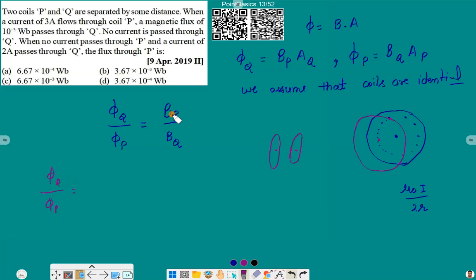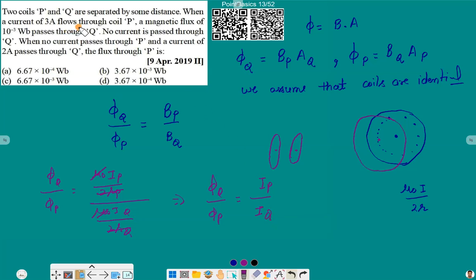Now BP is the magnetic field produced by coil P, so it will be mu naught IP divided by twice the radius of coil P, divided by BQ, so it will be mu naught IQ by twice the radius of the second coil. And as we assume that both of these coils are identical, it means their radii are identical. So 2r gets cancelled and mu naught gets cancelled. From this, phi at Q divided by phi at P is equal to IP divided by IQ.